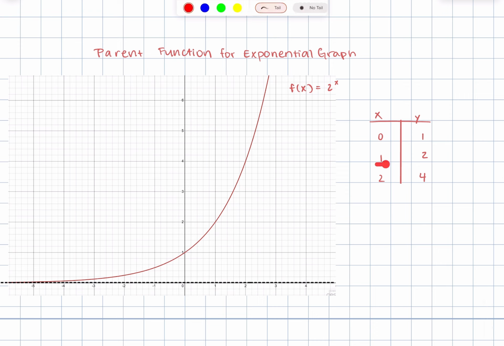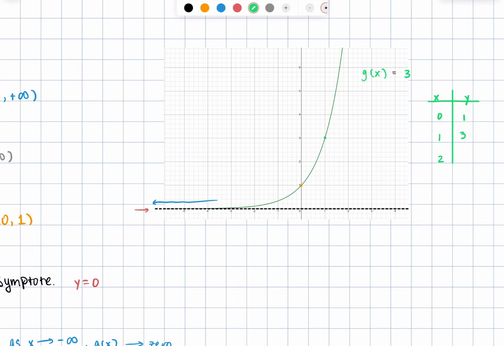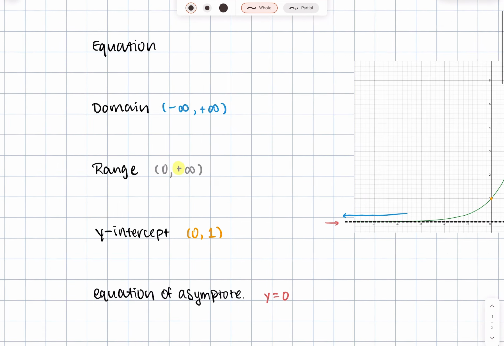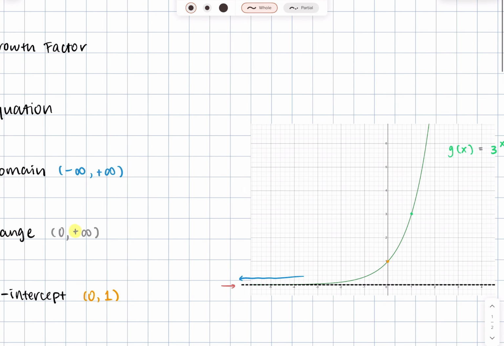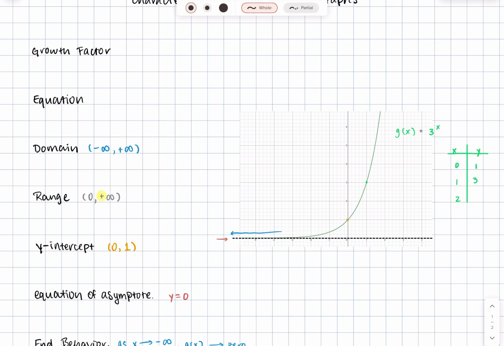So when I come back up here, I see that when x is 1, my y value is 3. So this number that goes over here is going to be 3. So 3 to the x. And that's all we need. So that is our equation. So g of x equals 3 to the x.